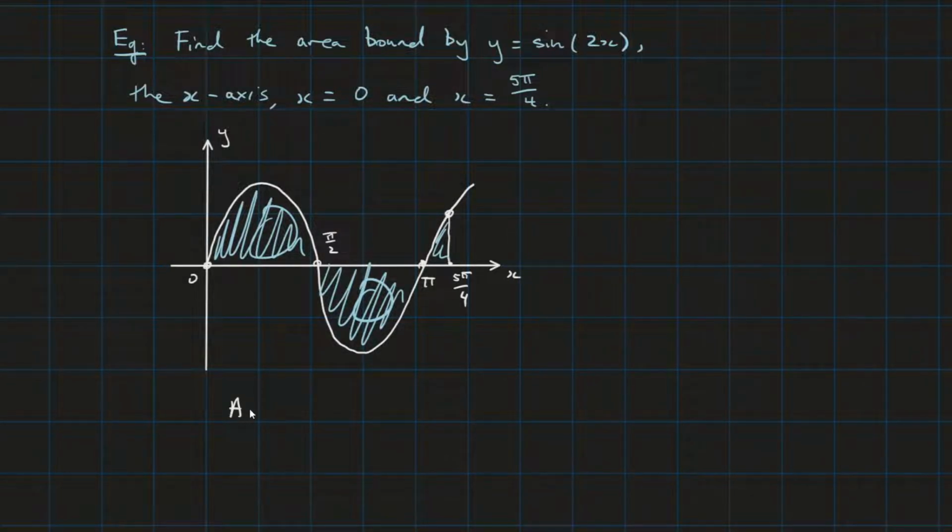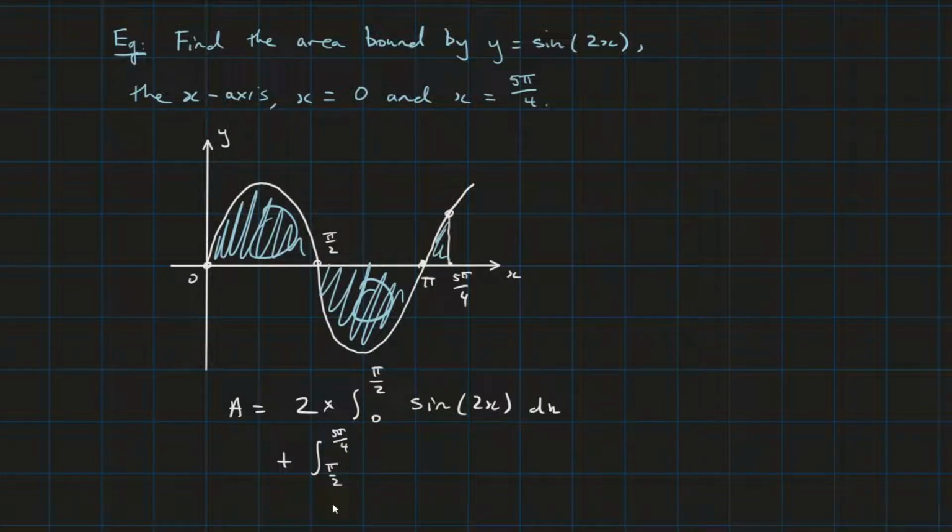The area is going to equal 2 multiplied by the integral. You could choose either one. I'm just going to choose the one above the axes because it's easier to evaluate. 2 times the integral from 0 to pi on 2 of our rule, which is sine 2x dx. And then we add our little section to the right there. It's going to be from pi on 2 to 5 pi on 4.